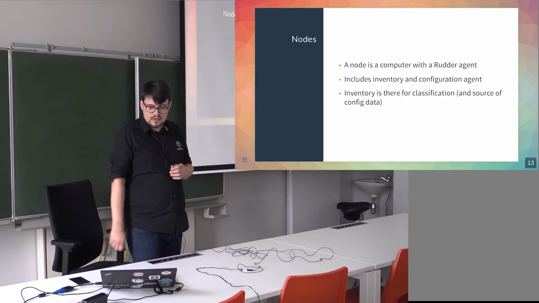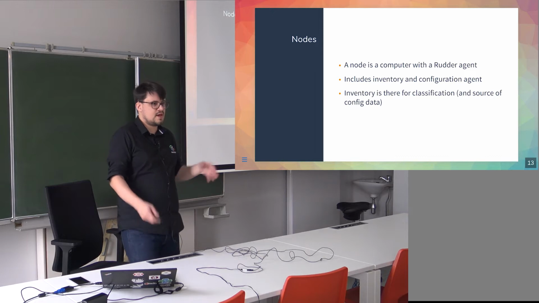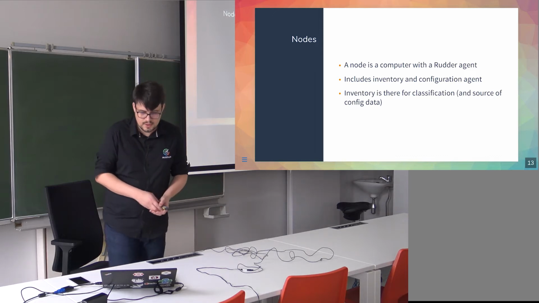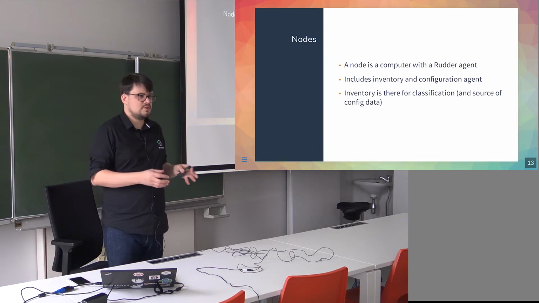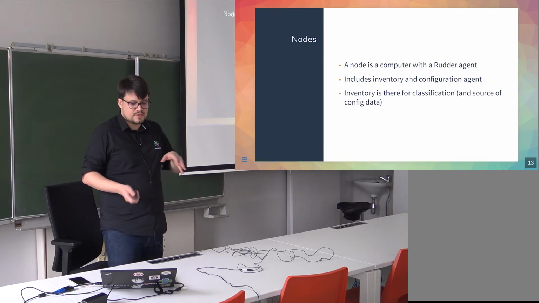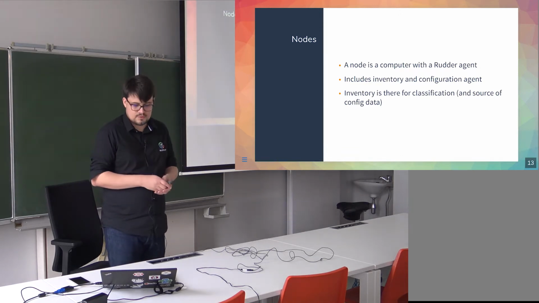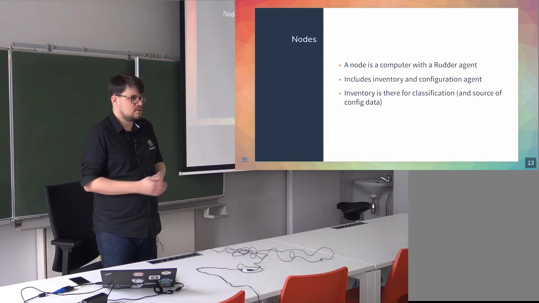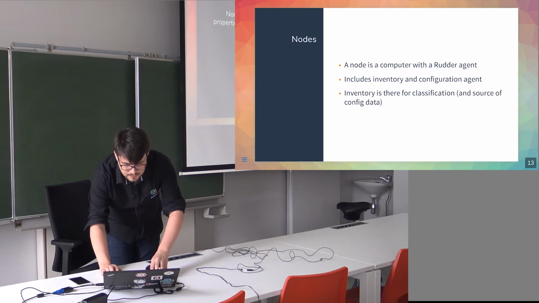So let's have a look at nodes. Nodes are the name we give to machines that have a Rudder agent, basically. A Rudder agent includes an inventory component and the configuration component. Inventory is mainly there for classification, so basically to create relevant groups. We're not an inventory tool. That's something we use for configuration, actually.